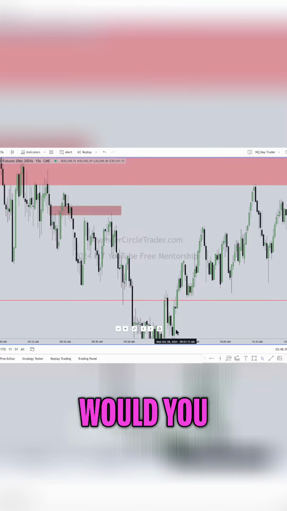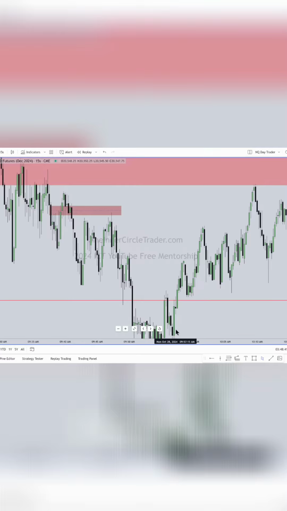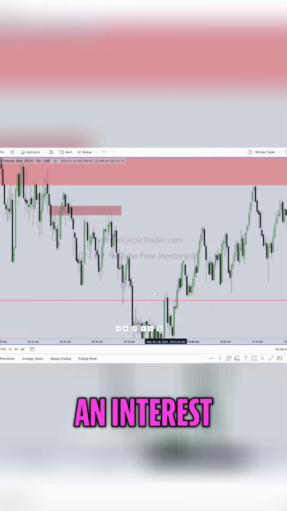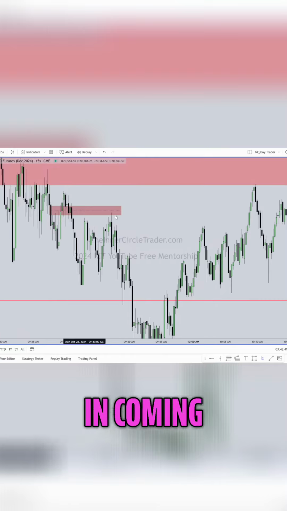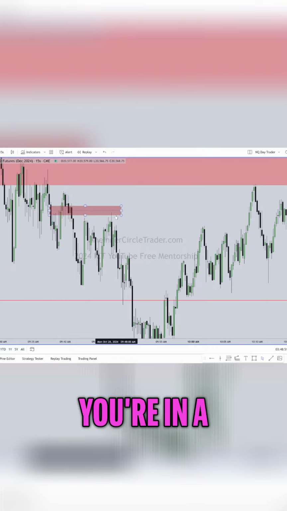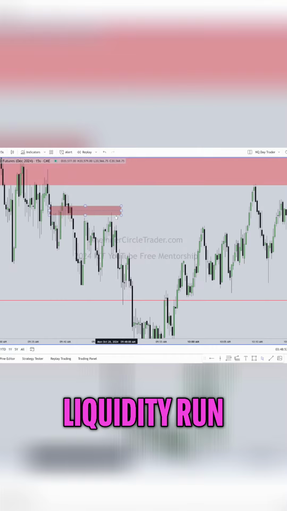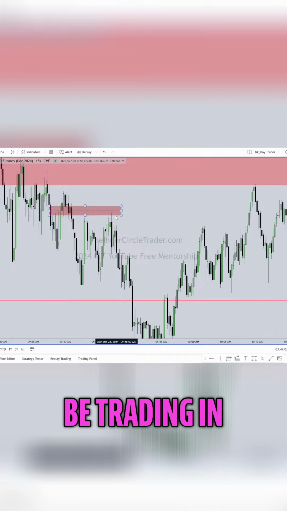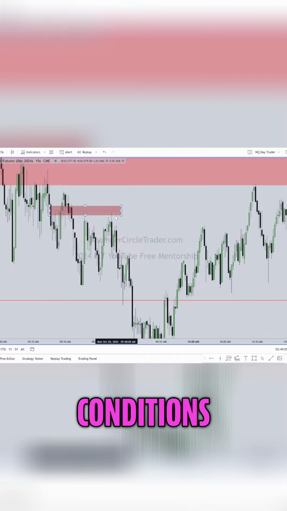Or would you find yourself more prone to seek opportunities where the market doesn't have so much of an interest that's vested in coming back and stopping you out prematurely because you're in a low resistance liquidity run condition market where it just moves real free and loose and it just goes right to target like it's in a hurry and has something to go and do something else. That's what you want to be trading in, Caleb. That's the market conditions you want to trade in.